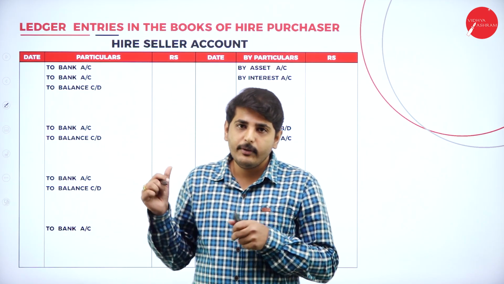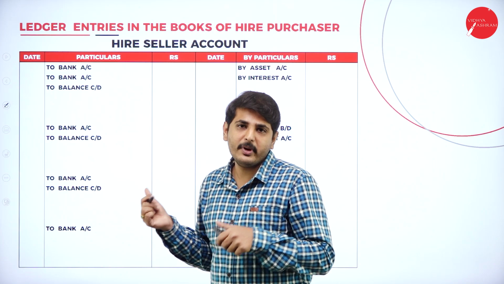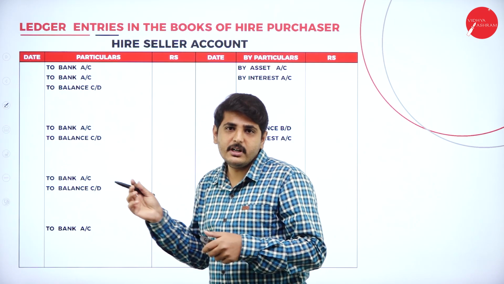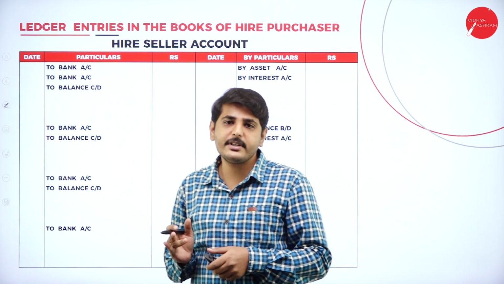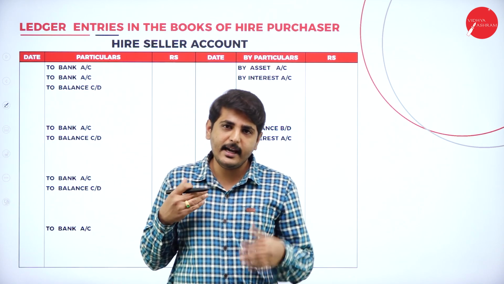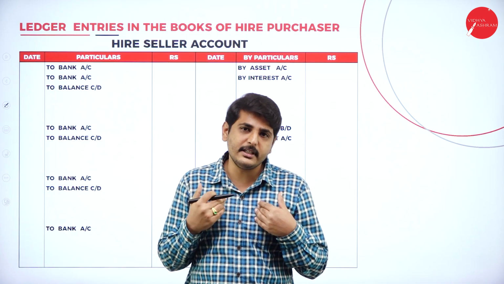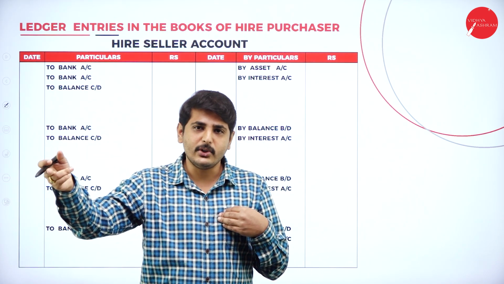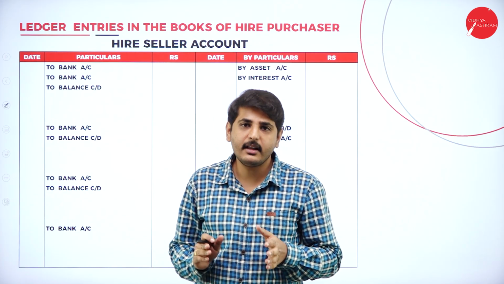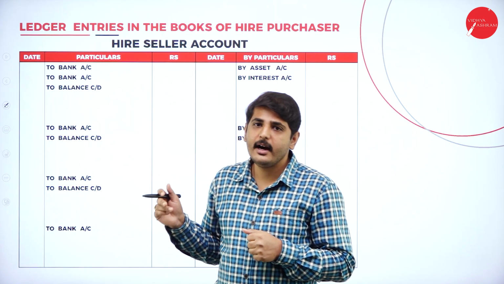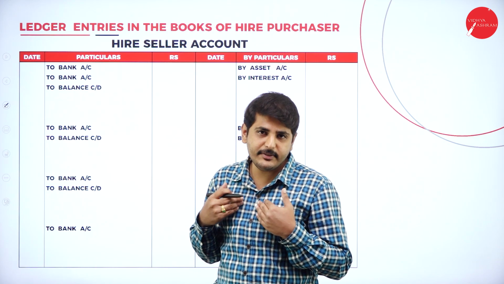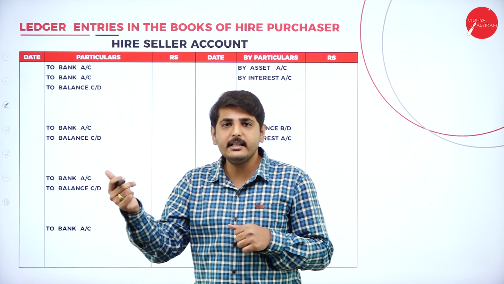See, if you want to understand the ledger entries, you must know the journal entries. We are converting journal entries to ledger entries. What is the journal entry for an asset purchased on the hire purchase system? See, I am getting the asset. I am the hire purchaser. Debit what comes in, and credit what goes out. And the hire seller is the personal account. Debit the receiver, credit the giver. So here I am receiving the asset, and hire seller is giving the asset.